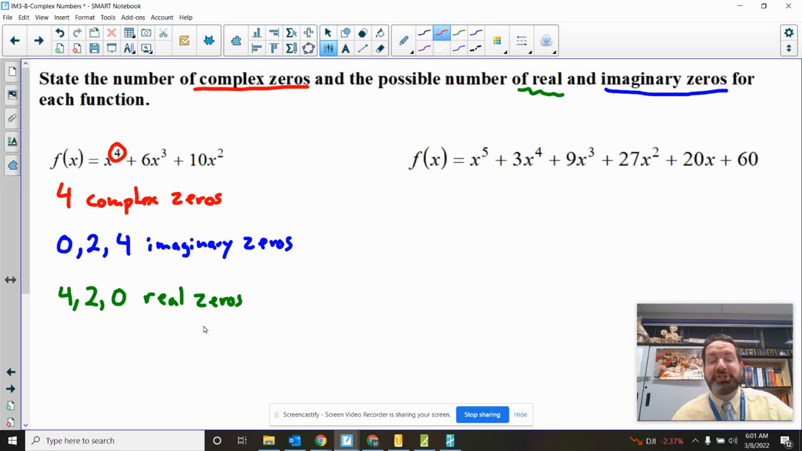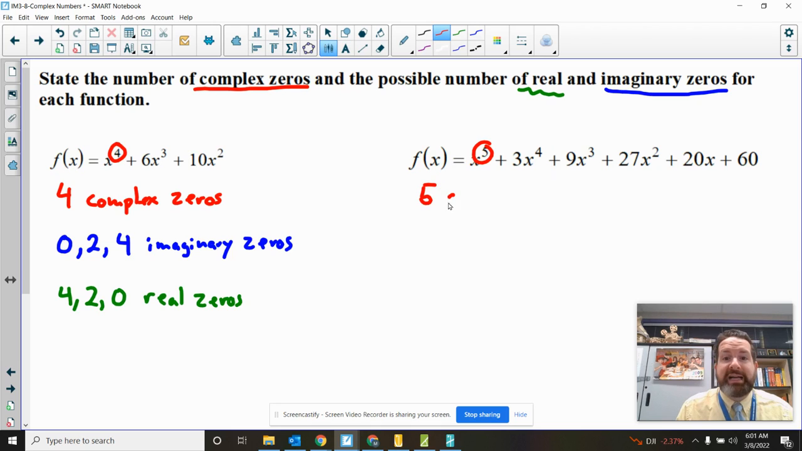With this conversation in mind, please do a quick pause. I want you to try the same thing now with this next one. Then unpause, we'll see if we end up in the same spot. So first, ascertain the degree. This is a 5th degree polynomial.